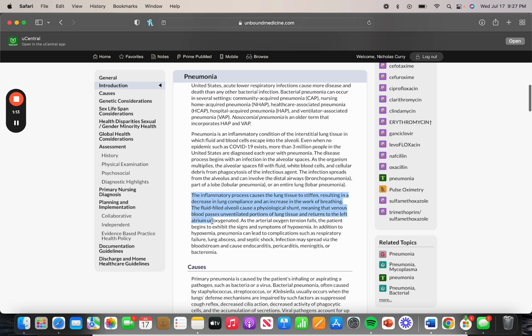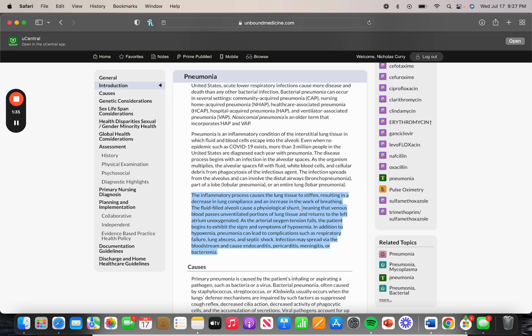This one here is your pathophysiology. I'll read it to you and you'll see how it's different. The inflammatory process causes lung tissue to stiffen. That's your first problem. That causes a decreased lung compliance and an increased work of breathing. When that happens, it causes fluid to build up in the alveoli, causing a physiological shunt.